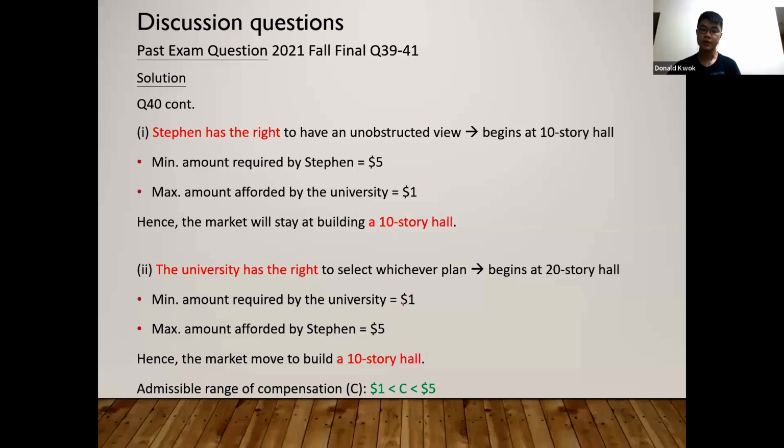Then the university has to receive at least $1 because by building a 10-story hall instead, the gain to students will be reduced by 1. But for Stephen, he is willing to pay at most $5 because this would reduce the damage by 5, right? So as far as the amount of compensation is between $1 and $5, then the two parties can reach an agreement to build a 10-story hall instead. Okay? So as you can see here, with both conditions of Coase's theorem, the efficient outcome of building a 10-story hall can be guaranteed.